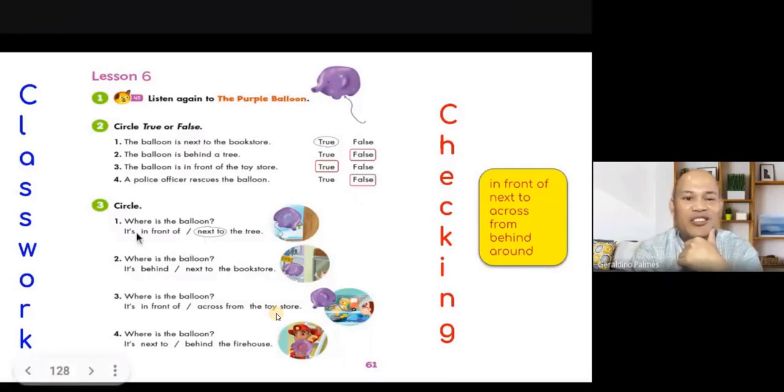What about here? Circle the prepositions. Where is the balloon? Next to the tree is already circled. Where is the balloon in this picture? Next to the bookstore. Very good. Where is the balloon? In front of the toy store. Where is the balloon? Behind the firehouse. So all these things, I hope you are all correct. How many of you are correct? Great job.